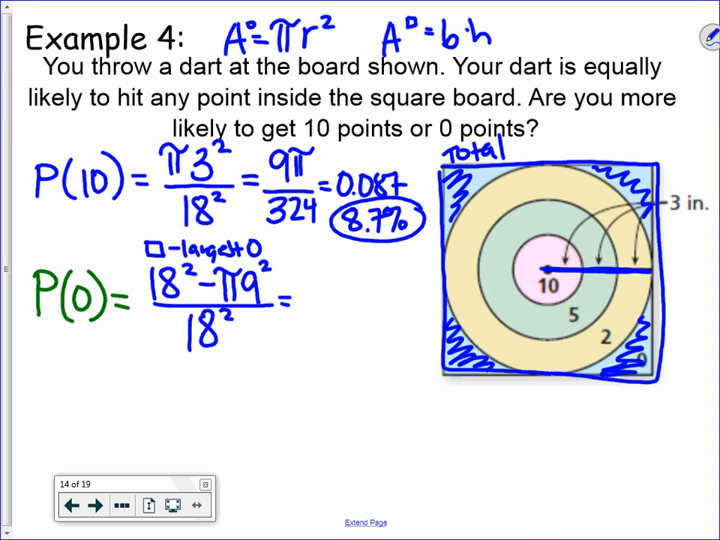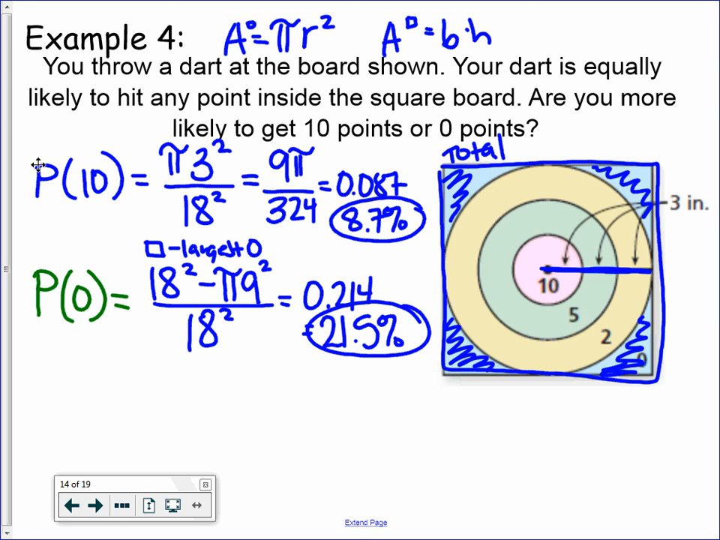Basically we're taking 324 minus pi 9 squared, and I plugged that all into my calculator at once and got 0.214, which is 21.5%. So the probability of getting 0 points is 21.5%, and the probability of getting in that 10-point range is 8.7%, which makes sense. Getting the higher points should be harder to get.